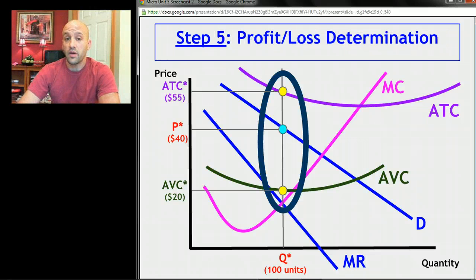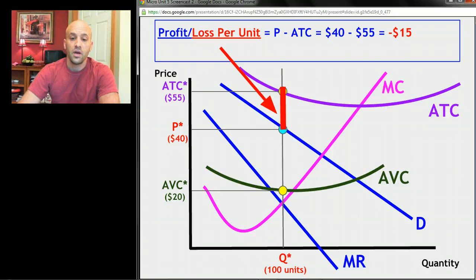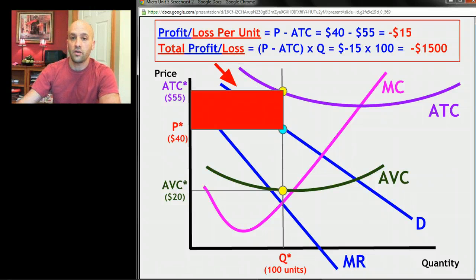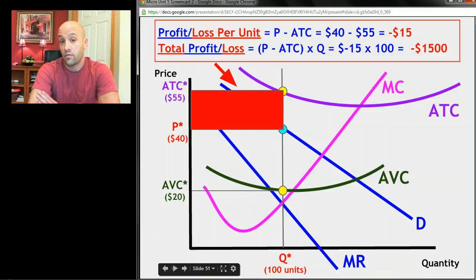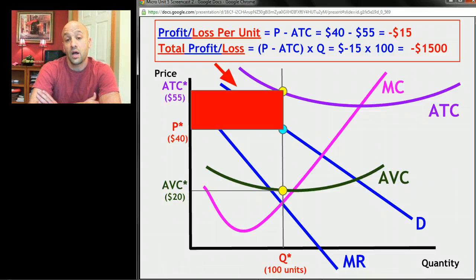To figure out the amount of profit or loss, again, we use the formulas. Profit or loss per unit is equal to price minus average total cost. Here the price is $40. Average total cost is $55. That's giving us a loss per unit, this vertical red line, of $15. And again, if we multiply that loss per unit times the quantity of units that it's selling, 100 units, it's losing $15 per unit. It's selling 100 of them, it's losing a total of $1,500. This red rectangle would represent a rectangle of sadness, a sad monopolist, a monopolist that's losing money but won't shut down, at least not yet.